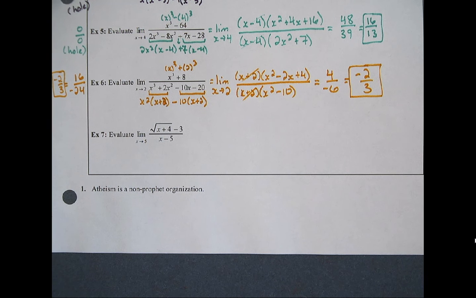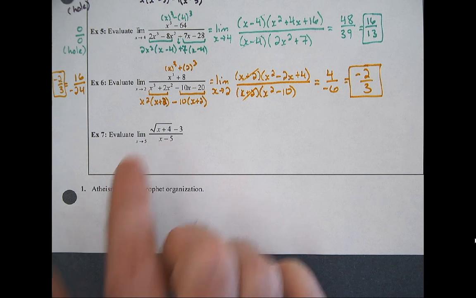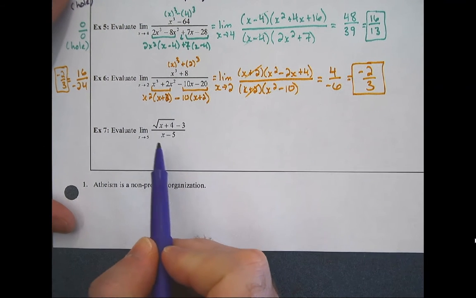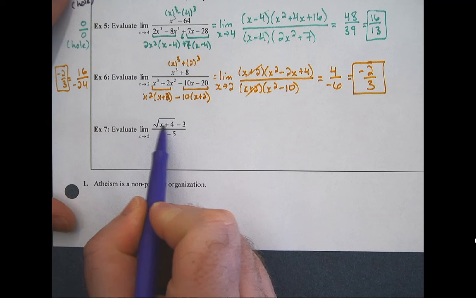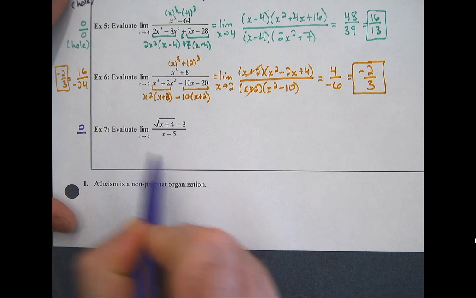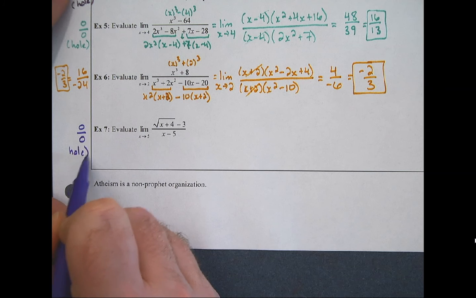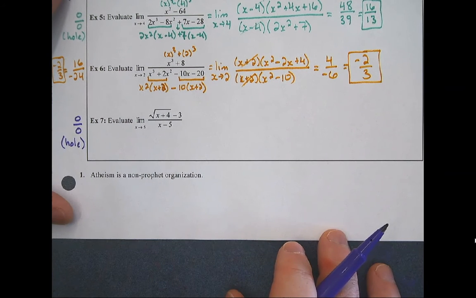So I want to kill off this root. Now, unfortunately, you can't just square the bottom and the top of a fraction. Oops, sorry. Direct substitute first. So 5 plus 4 is 9. Square root of 9 is 3. 3 minus 3 is 0. 5 minus 5 is 0. So we have a hole somewhere. We just got to find where that hole is.